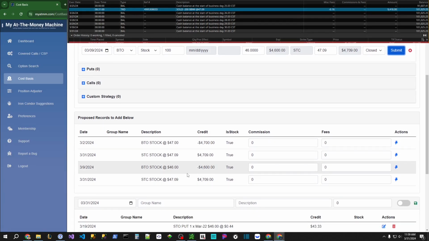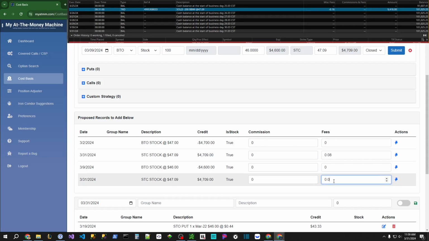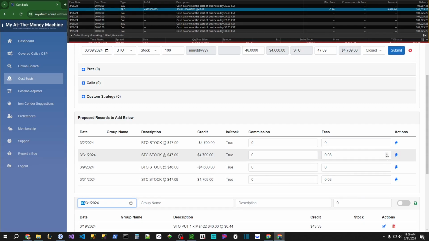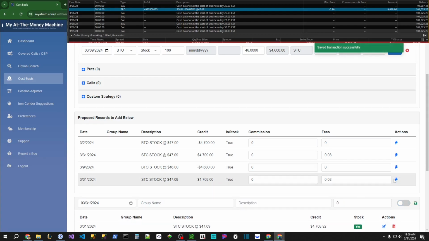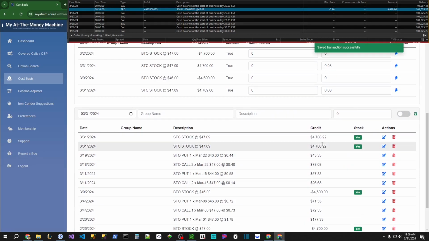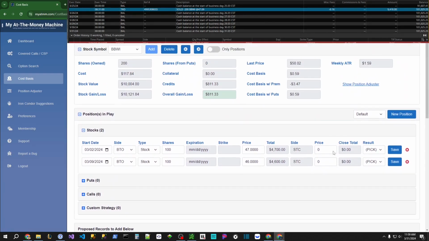What we're looking for are those sell to close transactions, the STCs. In here, we need to make note of these fees because there's 16 cents in fees. We're just going to put 8 cents on either one of these. So the sell to close, and right here, put 8 cents there. Then we need to move each one down one at a time and click save. And then move this down and click save. And so there we go, 47.08.92 for each one of these sell to closes, and that should wrap it up.